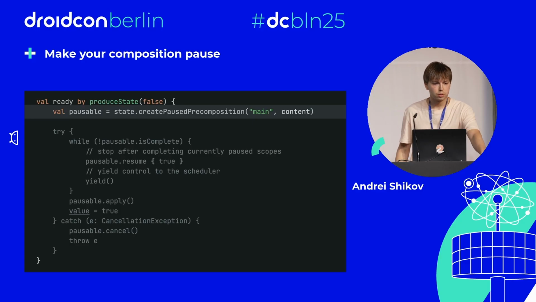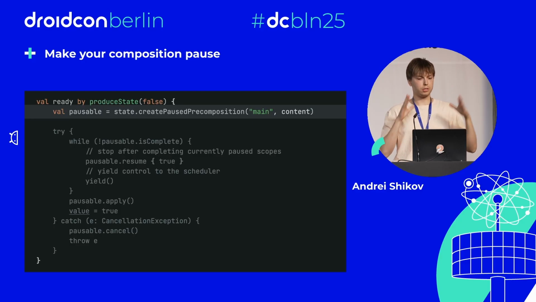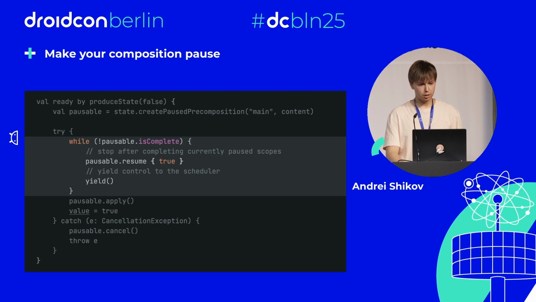Yes. So let's try to build this feature. We are trying to prefetch an item, compose it somehow efficiently between frames. So the first thing that we do, we actually create this instance of the pausable composition. And then in the loop, we go over all of the frames, and we try to resume the composition, run the composition in some ways until we are done with it.